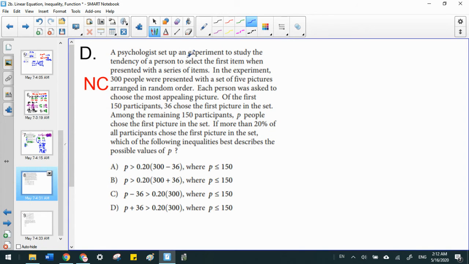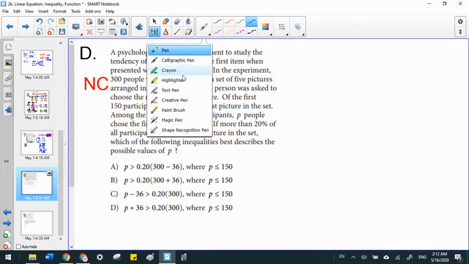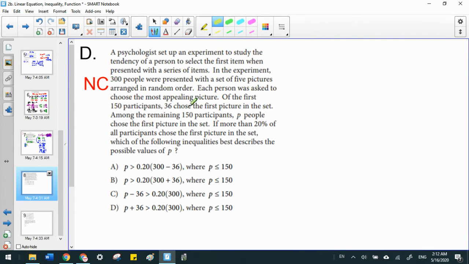Okay, this one's a long one. Let's start by figuring out what the question is, and then we'll work our way there. So the last sentence is, if more than 20% of all participants chose the first picture in the set, which of the following inequalities best describes the possible values of P? Okay, so then we have to recognize these 4 inequalities here, and then we can read the problem.